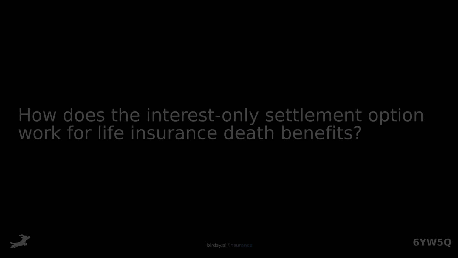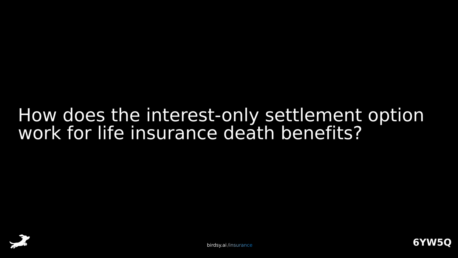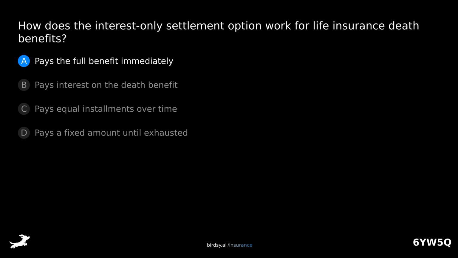beneficiary. How does the interest-only settlement option work for life insurance death benefits? Is it A, pays the full benefit immediately? B, pays interest on the death benefit? C, pays equal installments over time? Or D, pays a fixed amount until exhausted? The answer is B, pays interest on the death benefit.